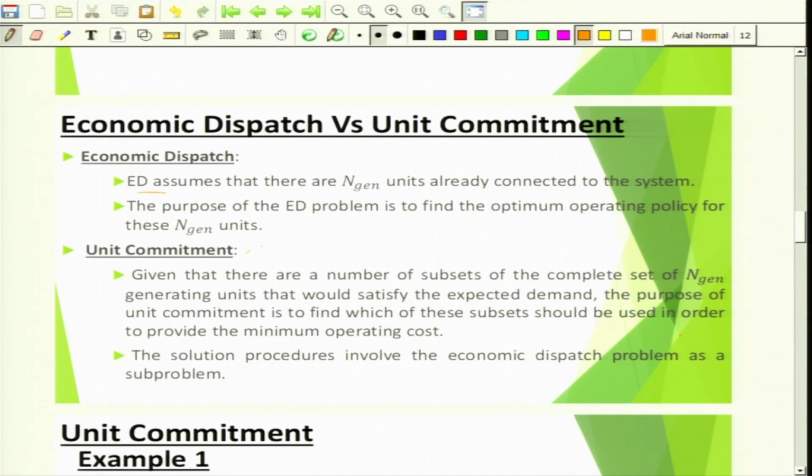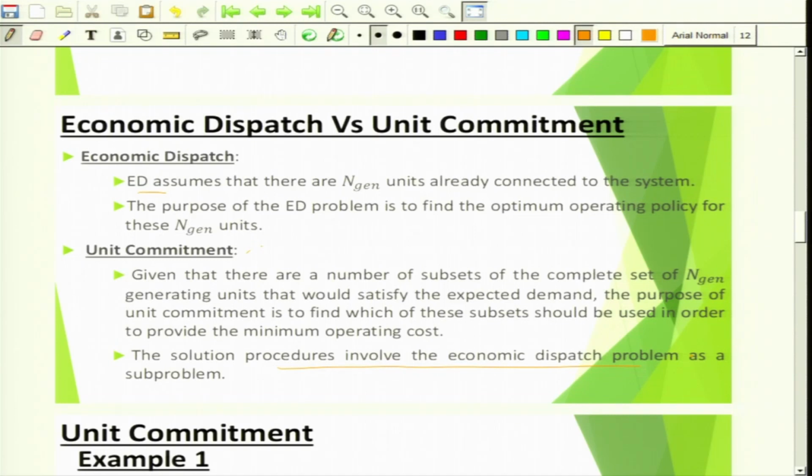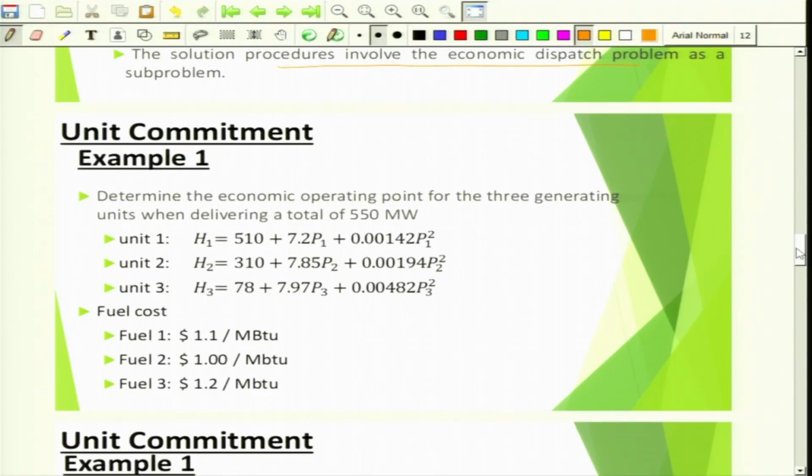Now let us say there are 10 generators and you can meet the load demand using just 3 generators. Which are those 3 generators which can give an optimally economical solution, including the technical constraints, such that if there is a sudden change in the load, these generators should be able to meet it and not violate their ramp rate limits, right. Now the solution procedure involves the economic dispatch problem as a sub problem. So economic dispatch is a sub problem of unit commitment. You choose 3 generators, then you find out the economic dispatch, what could be the best generation for these generators. Now let us take an example. Determine the economic operating point for the 3 generating units when delivering a total load of 550 megawatt. Now this is the characteristic curve and the fuel cost of each generator is given.